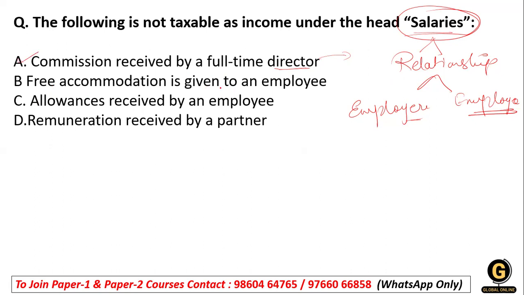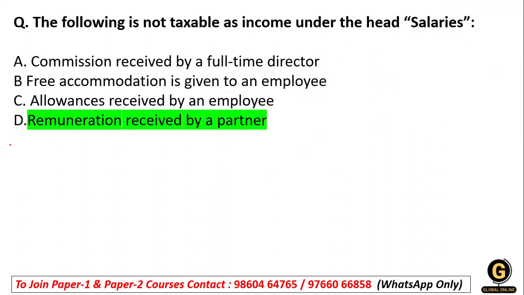Free accommodation given to the employee. Yes, the word employee is used here, so that also comes under salary. Then the allowances received by an employee are also covered under salary. Now the remuneration received by the partner. A partner does not get a salary. Whatever remuneration they get comes under the head of PGBP. So the right answer here is option number D.